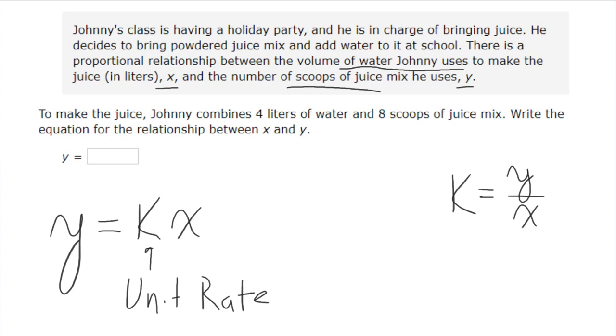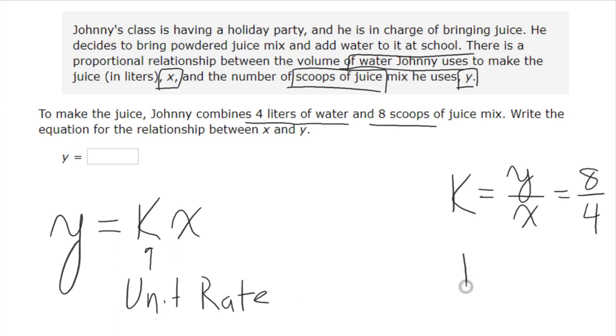So remember earlier when I underlined a few things, I did that for a reason. The scoops of juice, that is Y. It looks like Johnny used 8 scoops of juice. And the water that Johnny uses to make the juice, that is where we get the X from, which down here is 4 liters of water.